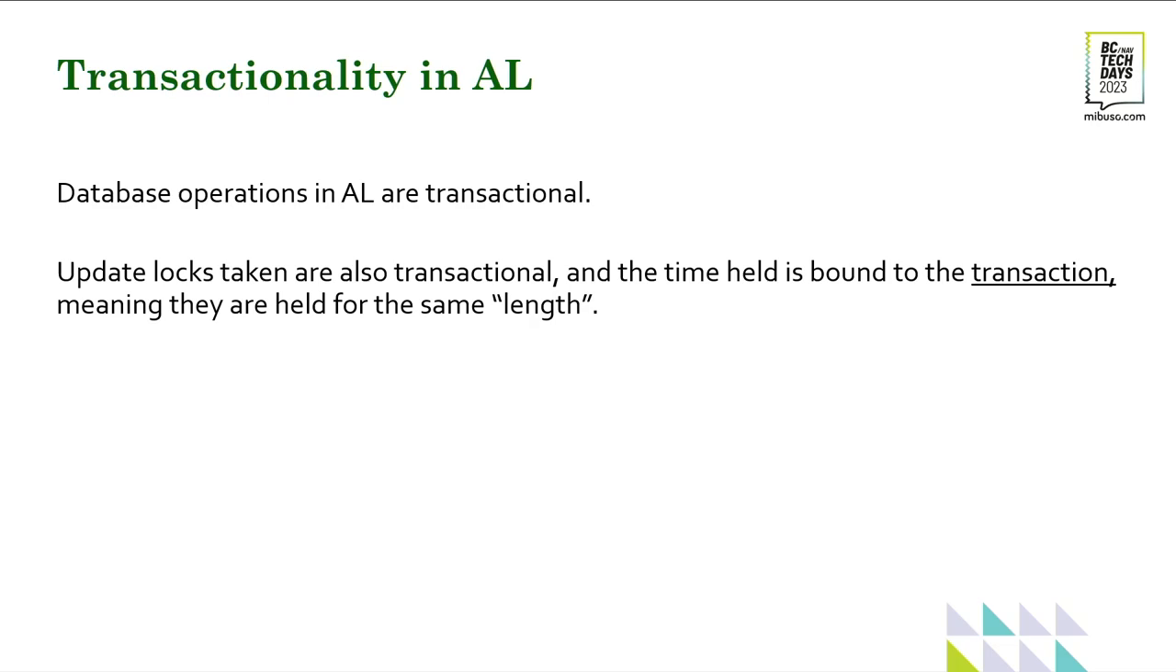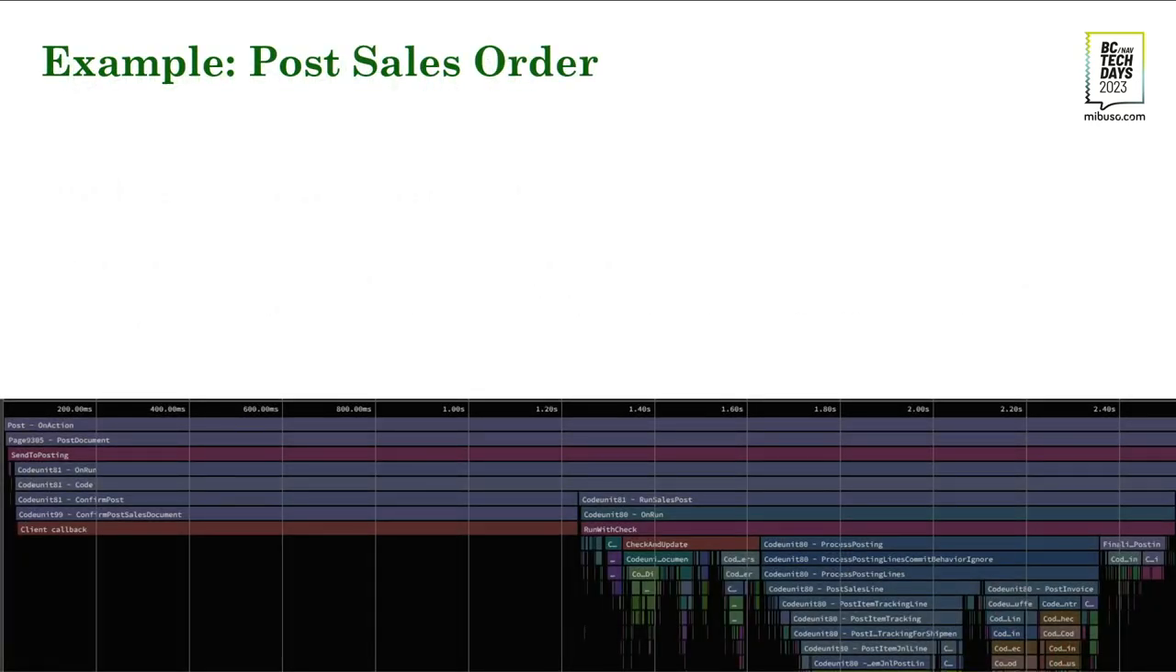So if you begin taking locks early, let's take an example of posting a sales order. I just did this, and you can maybe read that. This is in time order: I captured every single method start and end, every SQL query, and I visualized it here. This is precisely what happens when you post a sales order with the base app. I don't know if you have customizations, you probably do. Let's imagine the first thing we did was we took a lock. Now you're going to hold that lock for 2.5 seconds.